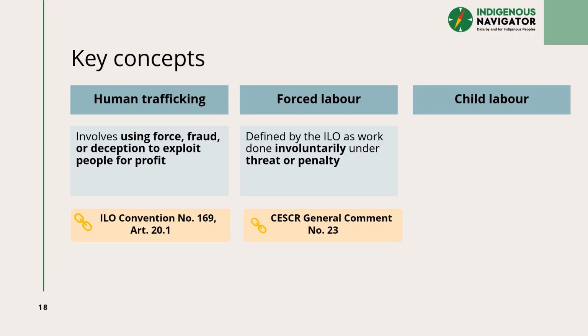Child labor is prohibited under ILO Conventions No. 138 on minimum age and No. 182 on worst forms of child labor, which set 15 as the minimum working age and 18 for hazardous work. Exceptions exist for light work or educational activities under strict conditions.